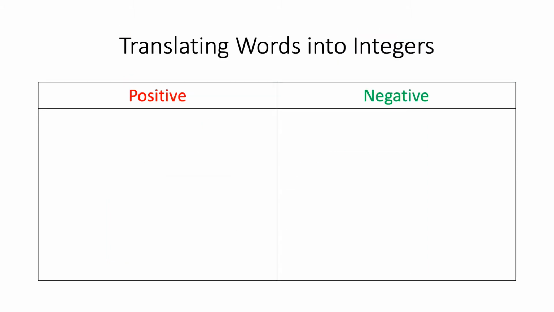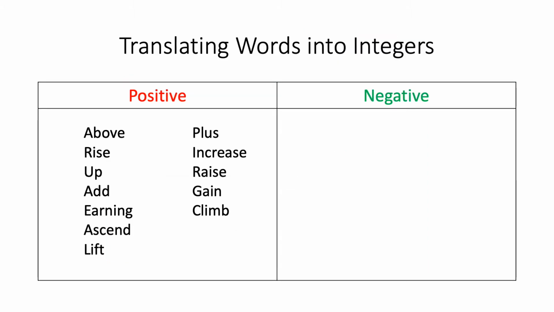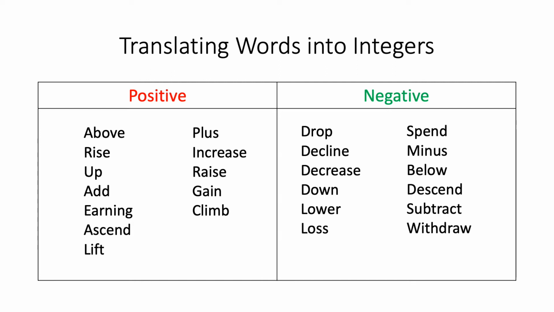If we translate words into integers, we have words that represent positive numbers, such as above, rise, up, add, earning, ascend, lift, plus, increase, raise, gain, climb. Words that represent negative values include words such as drops, declines, decreases, goes down, lowers, a loss, spend, minus, below, descend, subtract, withdraw. There's one positive term, deposit.